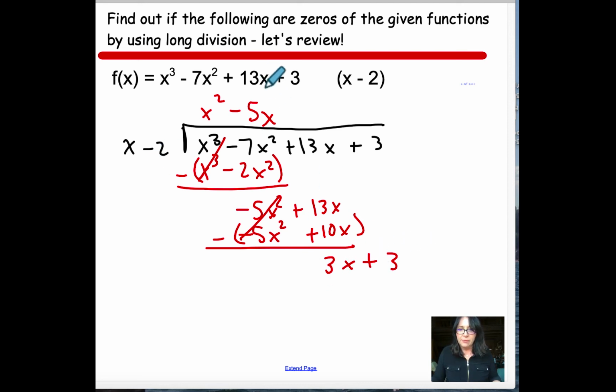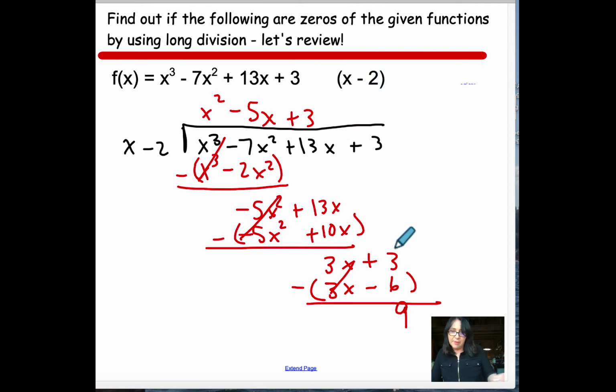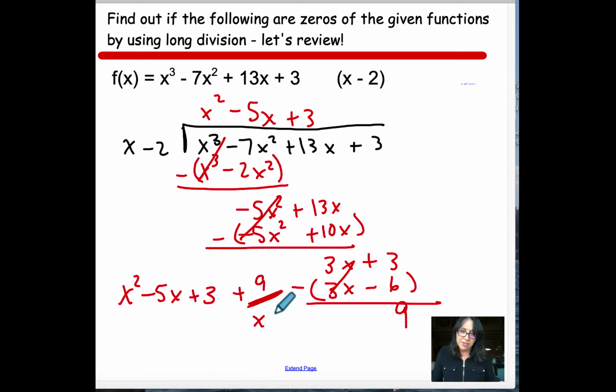We have x times 3 is 3x. So this becomes 3x. 3 times that is negative 6. We subtract this quantity. First term cancels. 3 minus negative 6 is 9. That means that, number 1, negative 2 isn't a factor because I didn't get a 0, which is totally fine. It also means x squared minus 5x plus 3 plus 9 over my divisor, x minus 2, is my solution.